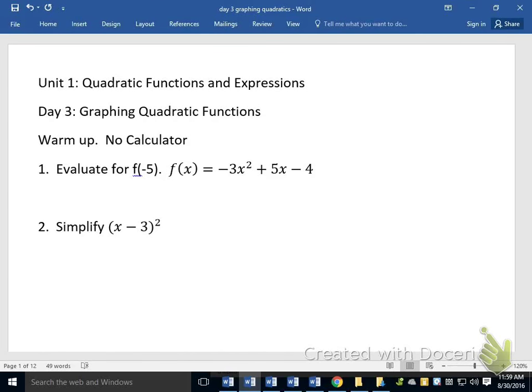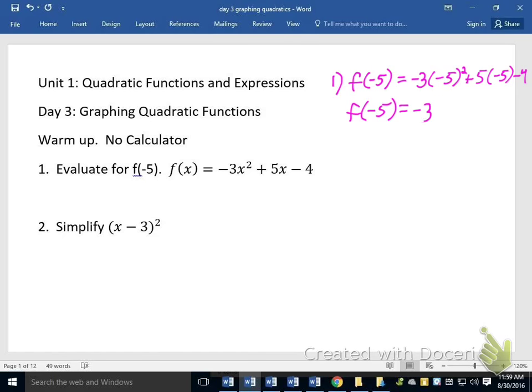These first two problems I was expecting to be done without a calculator, so running through those really quick. For number one, if I evaluate for f of -5, I'll be substituting in -5 each time I see x. So I'll read as -3 times -5 squared plus 5 times -5 minus 4. Now I'll just simplify everything down.